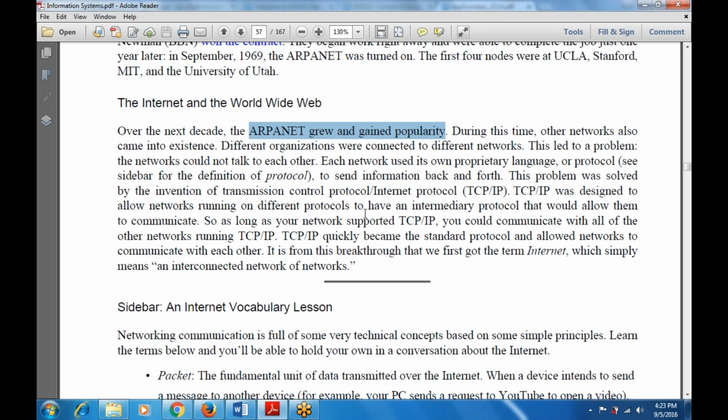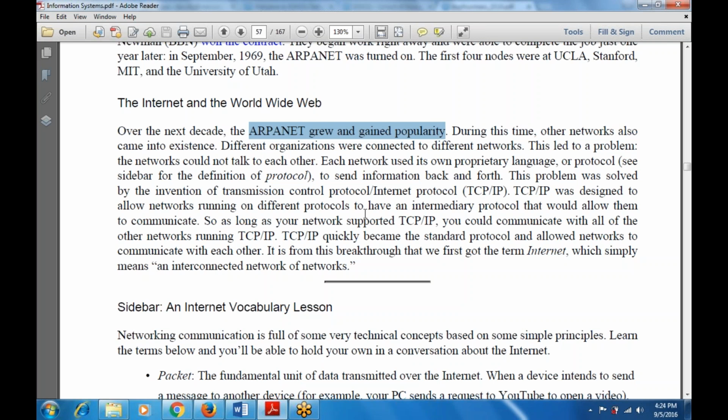A protocol is a way of communicating over networks, so that communication can be done from one network to another network. This problem was solved by the invention of the Transmission Control Protocol and Internet Protocol, TCP/IP. It contains not a single protocol but multiple sets of protocols, designed to allow networks running on different protocols to have an intermediary protocol that would allow them to communicate.